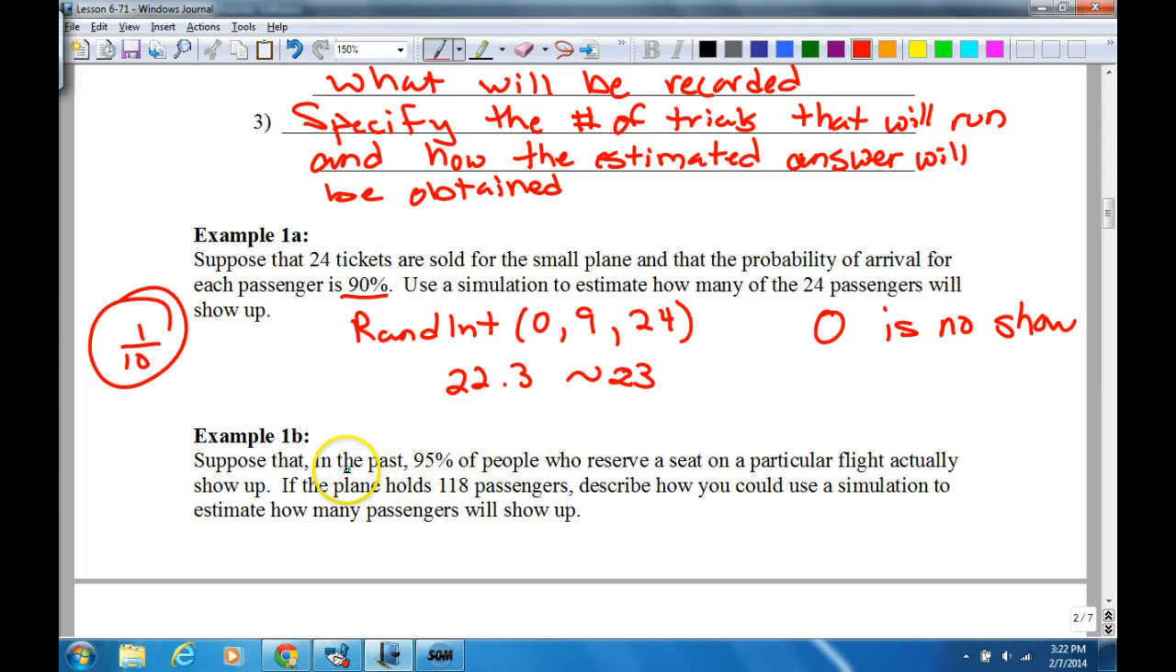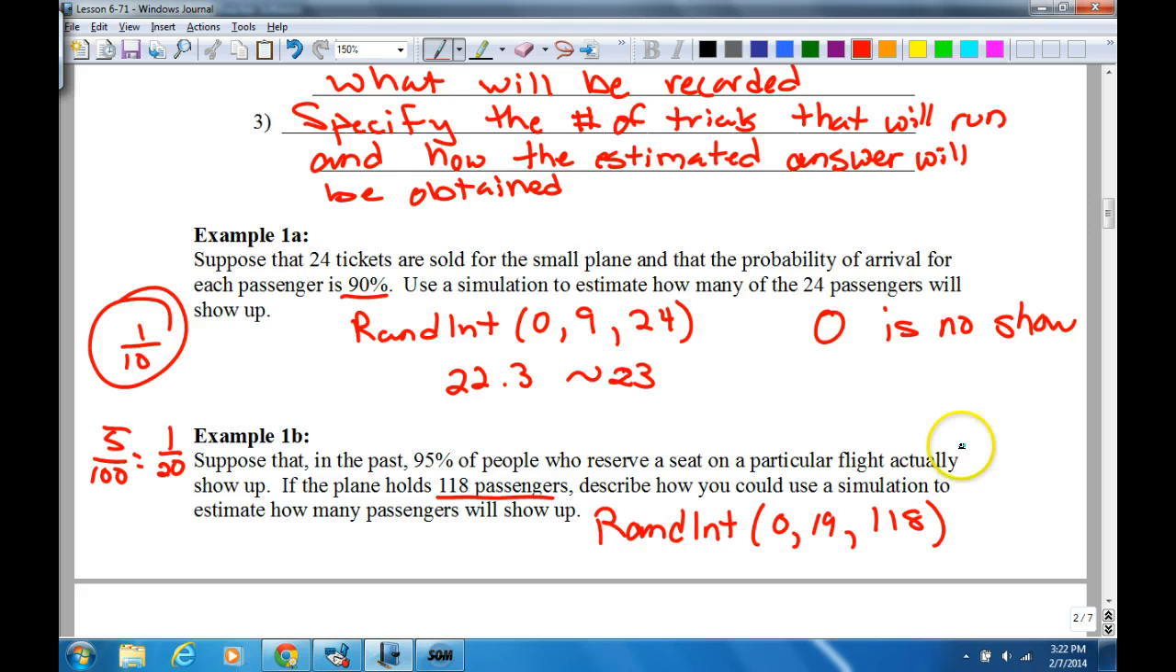5% don't show up, right? So if I were to say 5 out of 100, that's about 1 over 20. So I'm going to need a 20-digit random generator here to simulate this because of that. So rand int, I'm going to go from 0 to 19. That'll give us 20 digits. And we have 118 passengers, so we need to make a string of 118 of these.